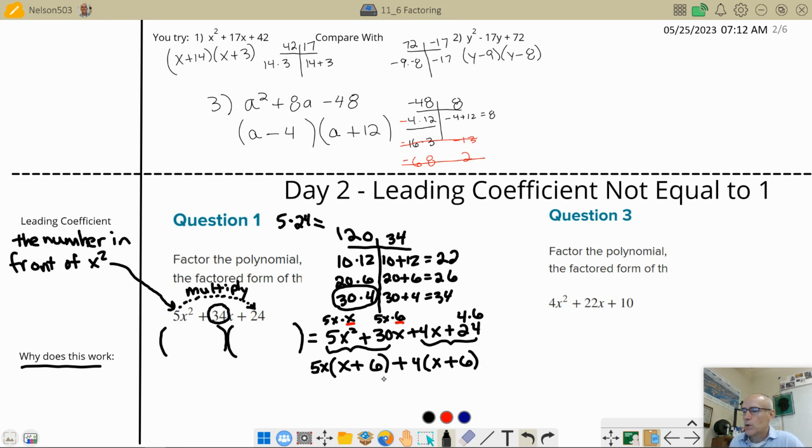Now, in factor by grouping, you're looking for common factors in those two places, and they're the same. They're identical binomials, right? So that means that one of these factors over here is x plus 6, and the other factor is 5x plus 4. So I'm going to put 5x plus 4 down. That's how this factoring technique works if the leading coefficient is not 1.